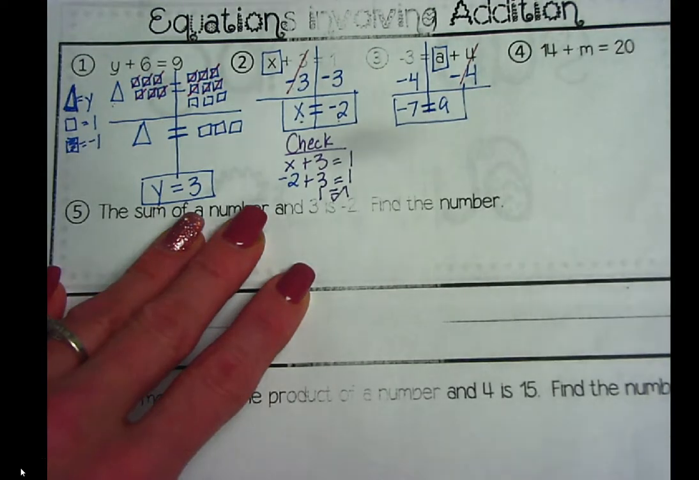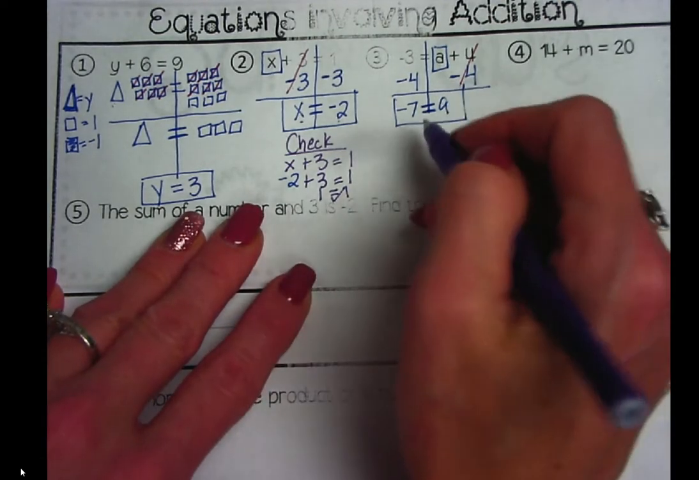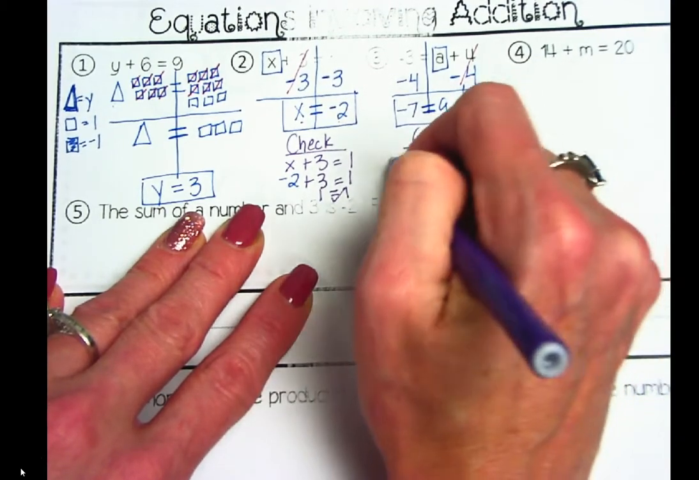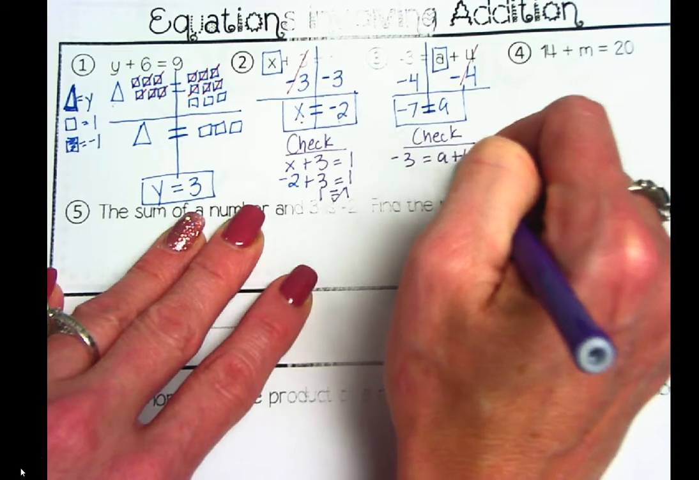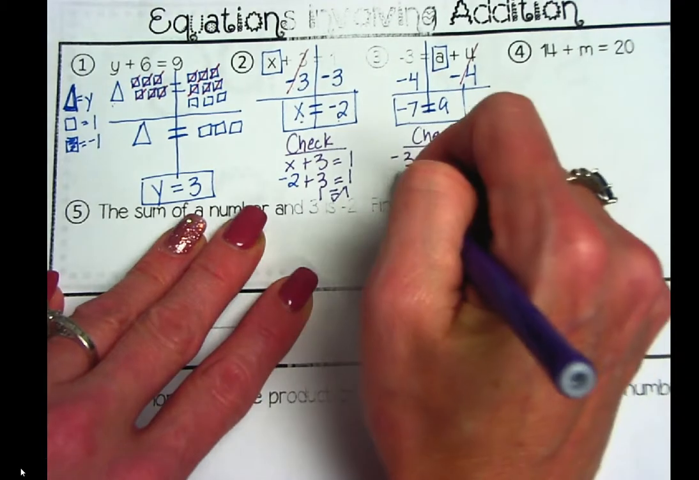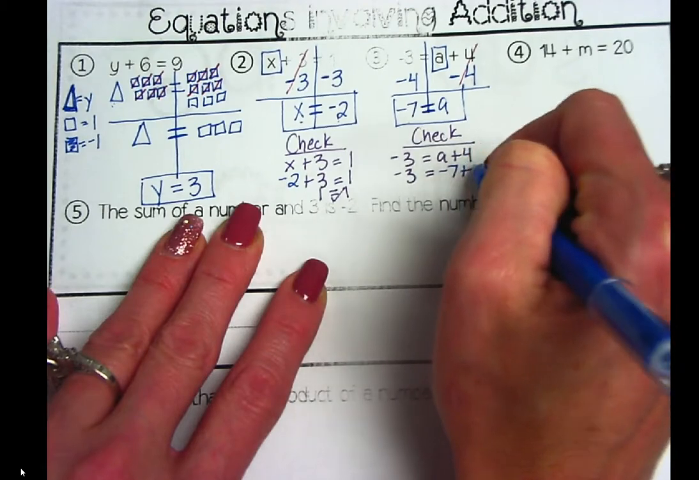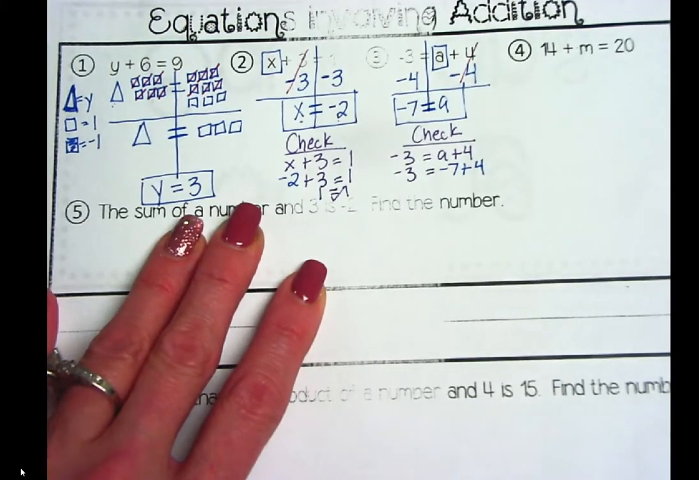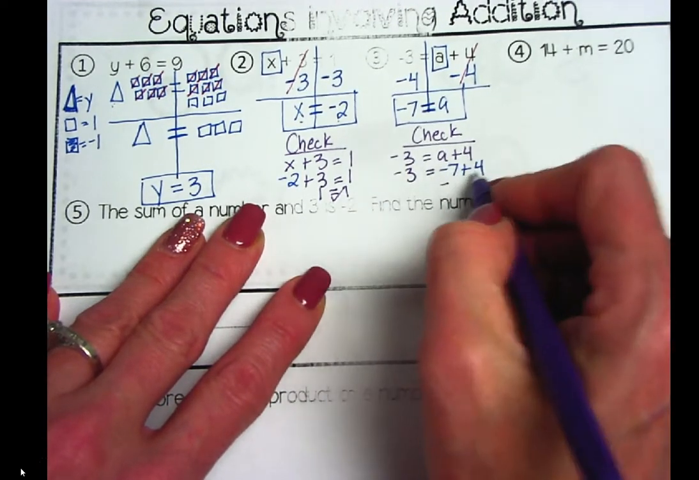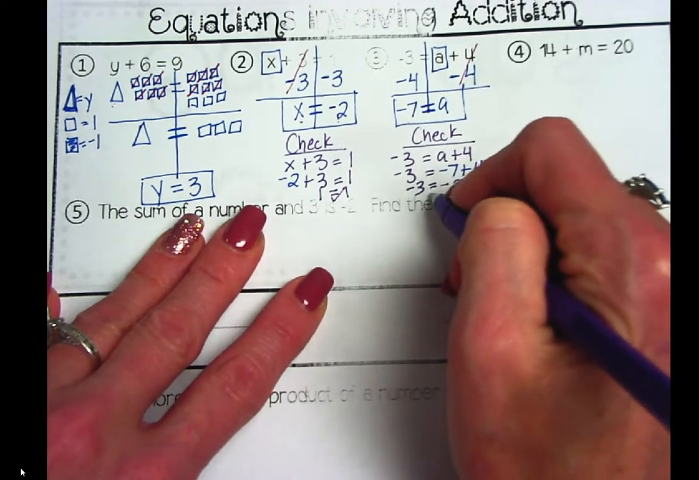Negative 7 is a. Now what's my next thing? What do I need to do? I need to do a check. So I'm going to write my equation, which is negative 3 equals a plus 4. I'm going to substitute that negative 7 in for a. Negative 3 equals negative 7 plus 4. And then I'm just going to add negative 7 and 4. If I find the sum of negative 7 and 4, it's negative 3. And negative 3 is equal to negative 3, so it checks.